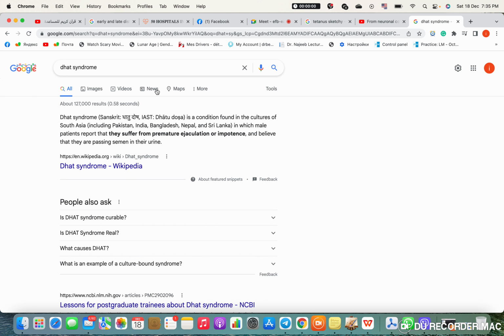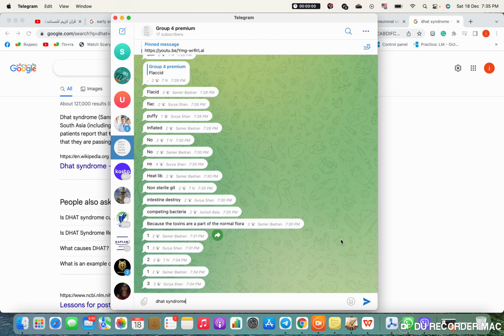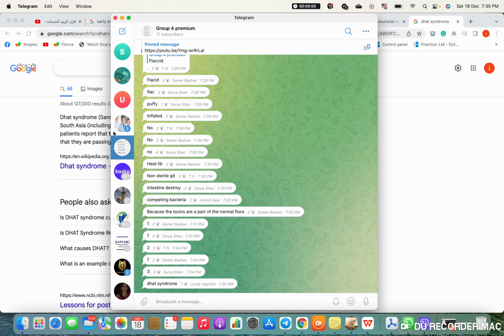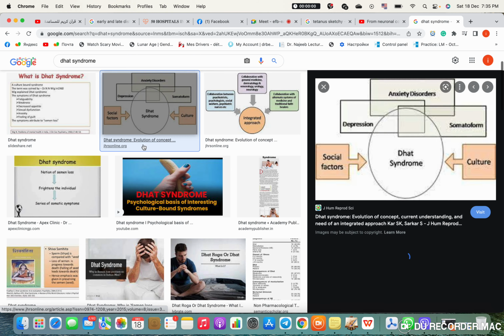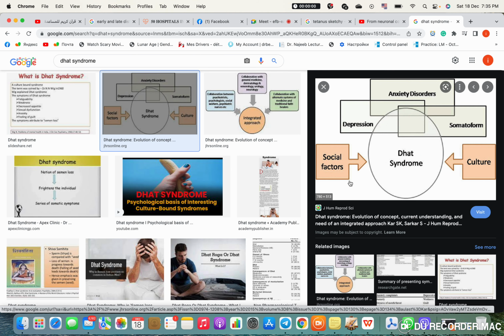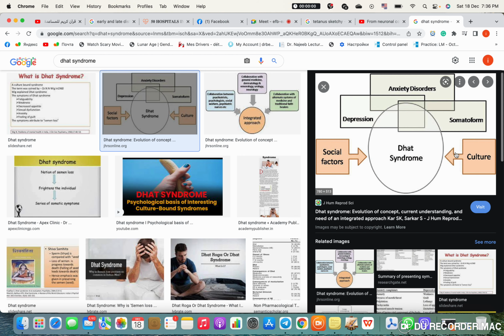Yeah. So these patients can have a serious psychological disorder, which can end up with them having premature ejaculation. They can have impotence. They may not even be able to maintain an erection, which is super serious. As you can see, it has cultural and social factors leading to it. In addition to some anxiety and depression, it all comes together and destroys the life of the patient.